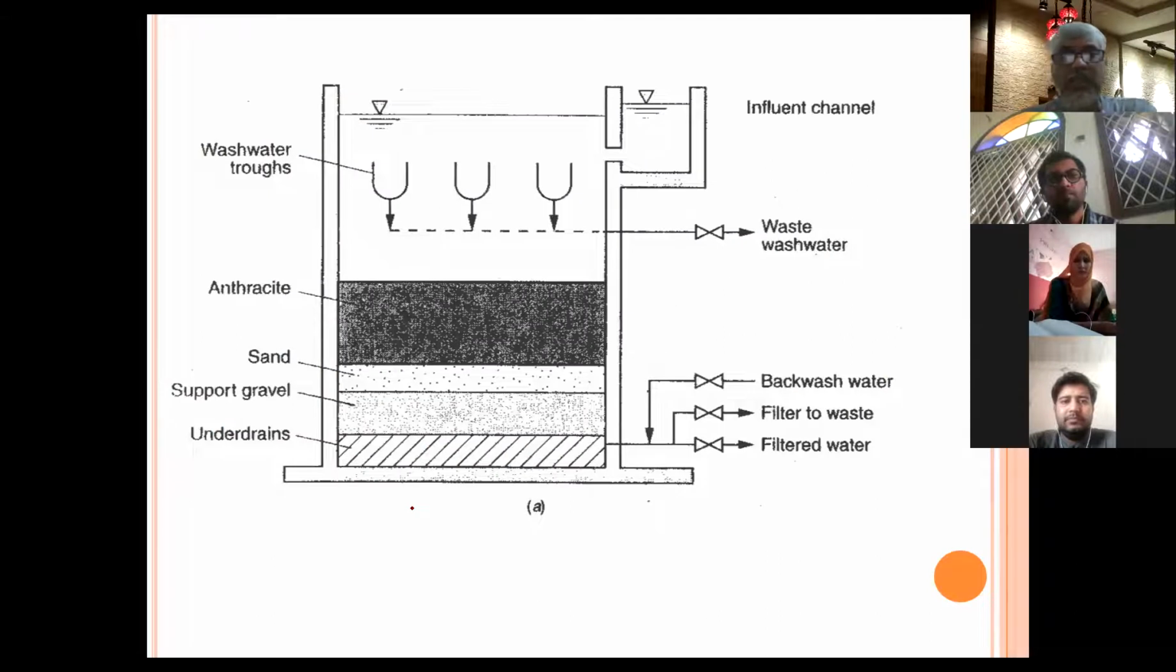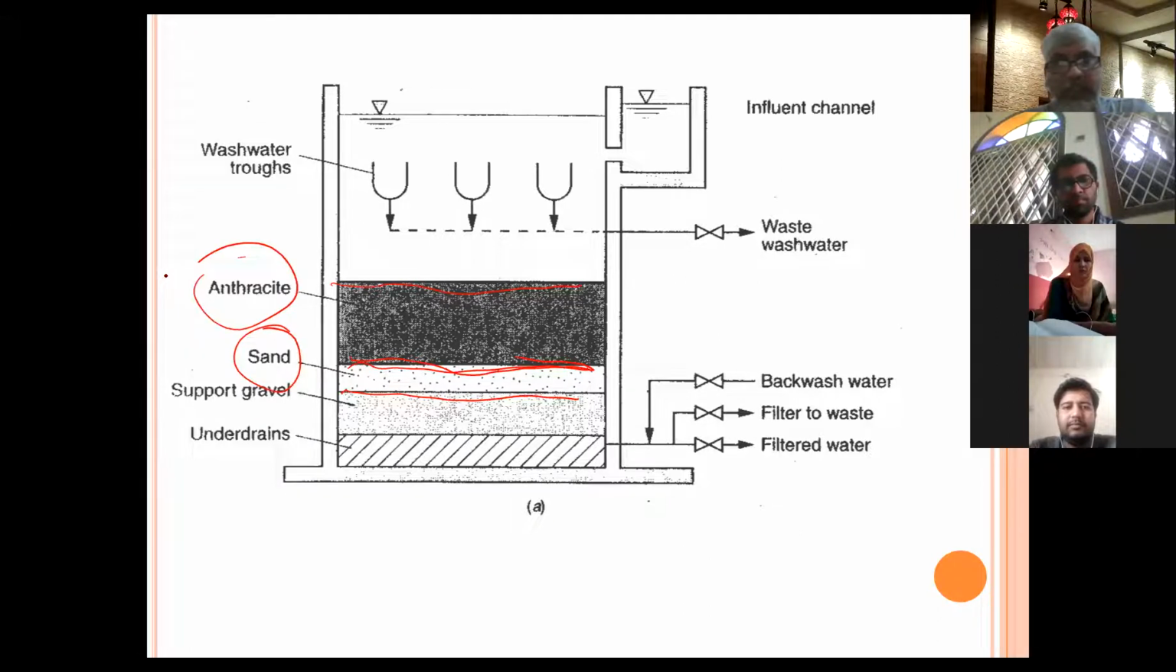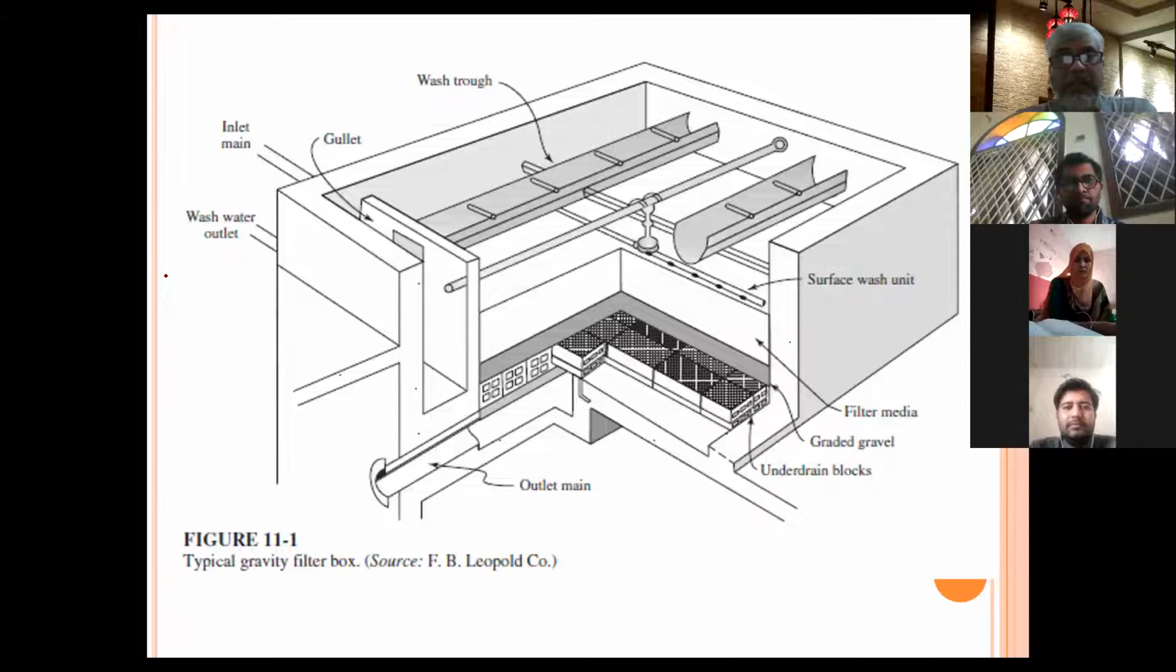We also discussed that sometimes we use different media in one filtration bed. So, for example, if we use sand and anthracite, it is dual media filtration. This is the basic configuration we discussed during filtration.